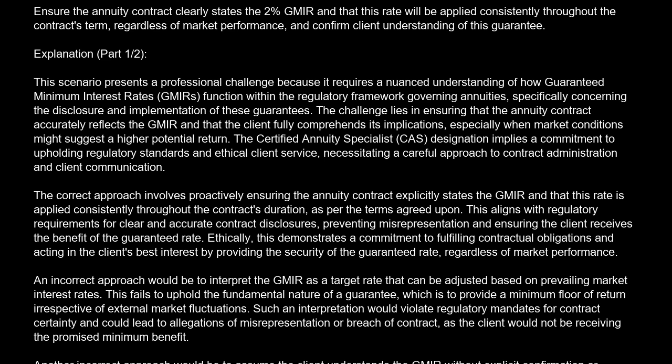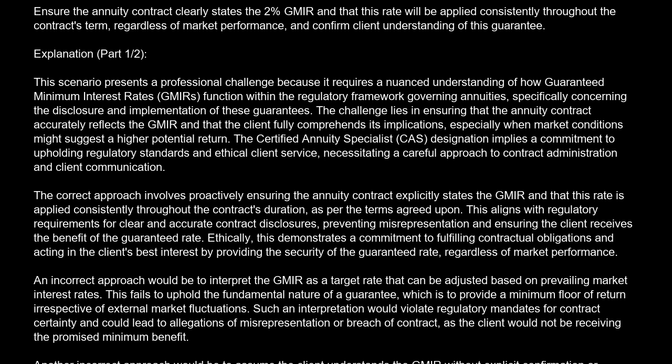Explanation. This scenario presents a professional challenge because it requires a nuanced understanding of how guaranteed minimum interest rates, GMIR, function within the regulatory framework governing annuities, specifically concerning the disclosure and implementation of these guarantees. The challenge lies in ensuring that the annuity contract accurately reflects the GMIR and that the client fully comprehends its implications, especially when market conditions might suggest a higher potential return. The Certified Annuity Specialist, CAS, designation implies a commitment to upholding regulatory standards and ethical client service, necessitating a careful approach to contract administration and client communication.